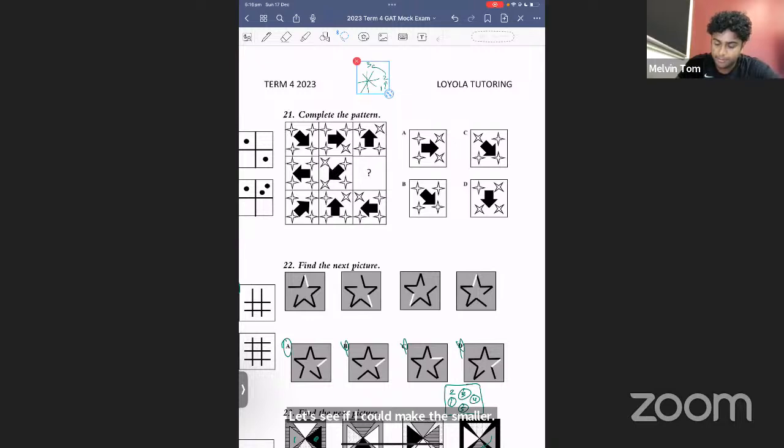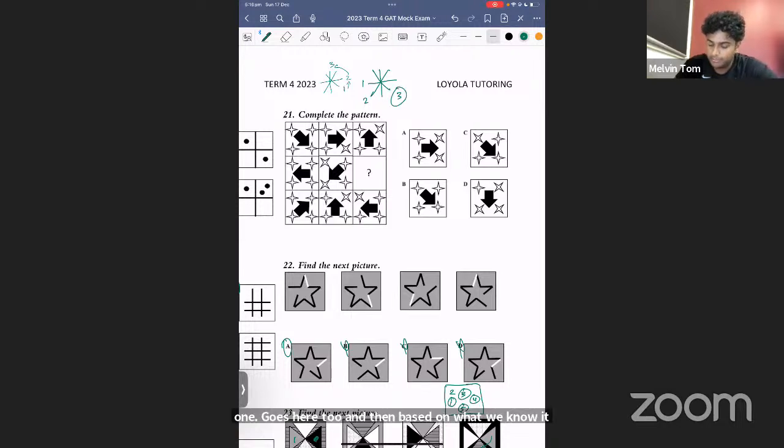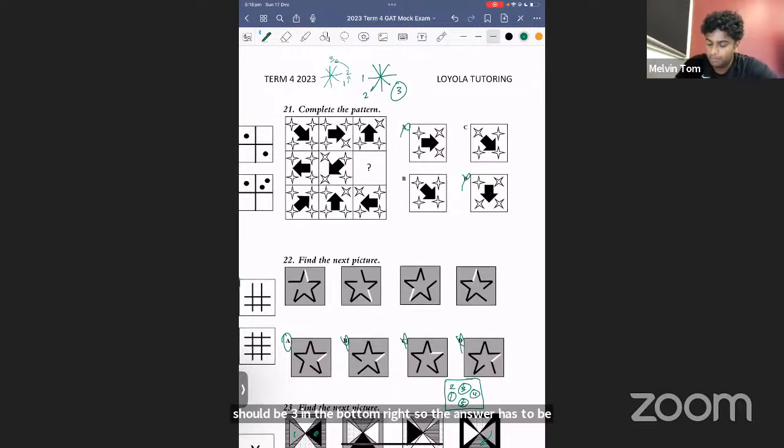All right, in the middle row, the arrow starts off here 1, goes here 2, and then based on what we know, it should be 3 in the bottom right. So the answer has to be C or B. C or B. And the next pattern is actually a hard one, and that is how the stars are moving.